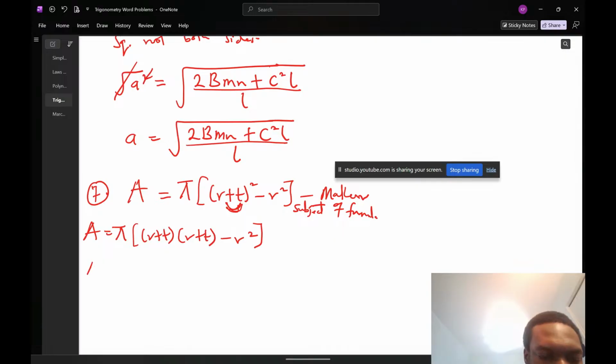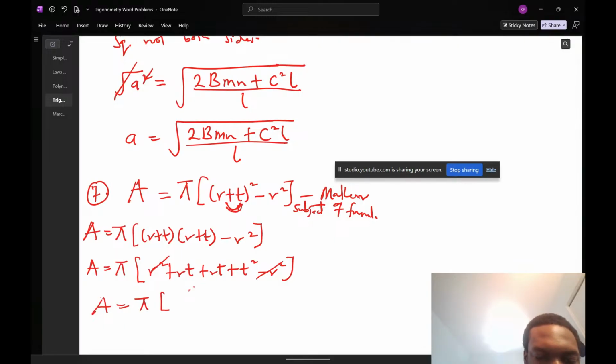Okay, so that'll be A is equal to pi into R times R is R squared. R times T is plus RT. T times R is plus RT. T times T is plus T squared. Minus R squared. Okay, R squared will cancel minus R squared here. So A is equal to pi into RT plus RT is 2RT plus T squared.